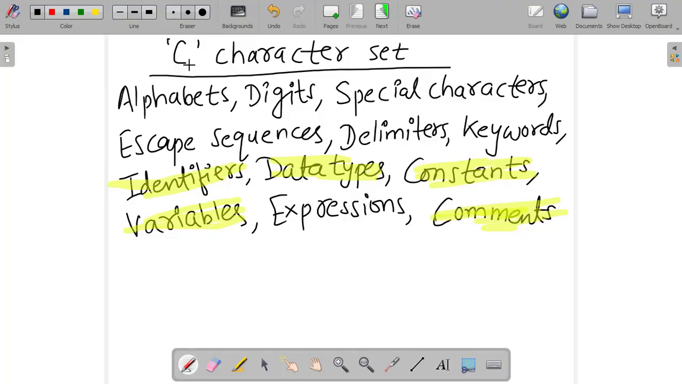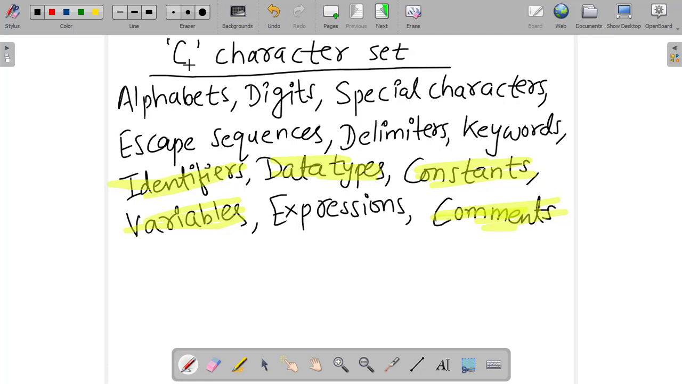All we were discussing about the C character sets, like what all the elements that make up the C programming language. So in the previous video we have learnt about the alphabets, digits, special characters, the escape sequences, delimiters, keywords, identifiers, data types, constants, variables, expressions and comments. If you have not watched the previous video, I request you to please watch it, where I had discussed all these things.